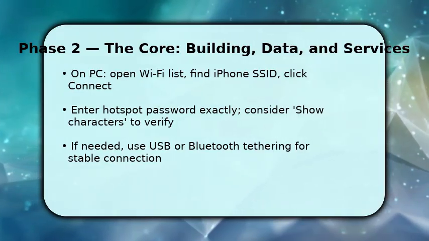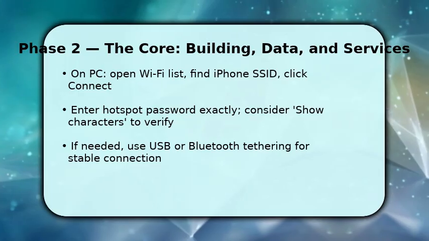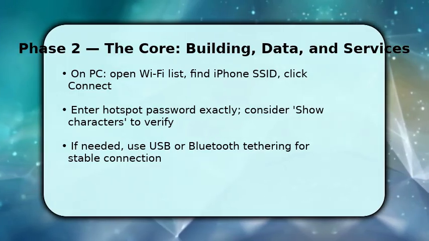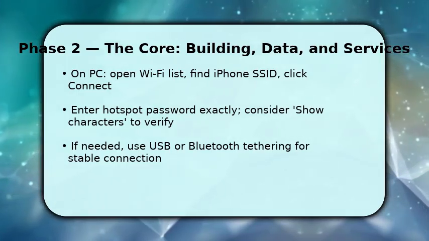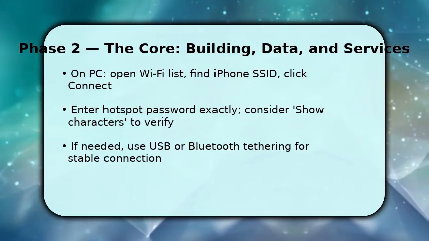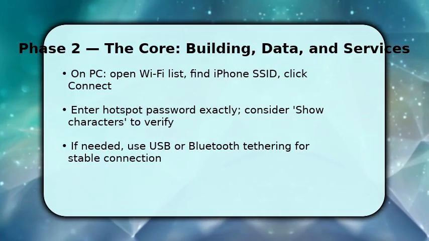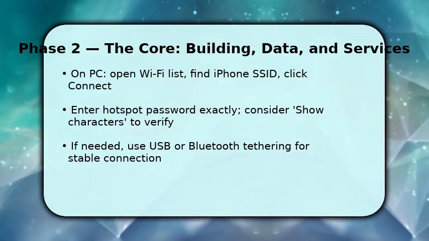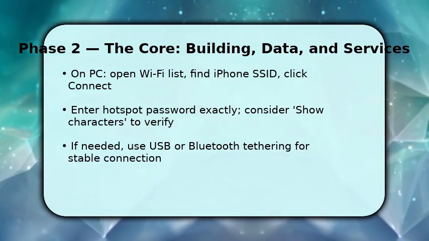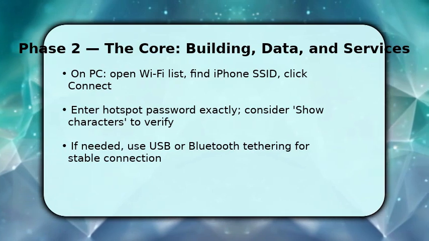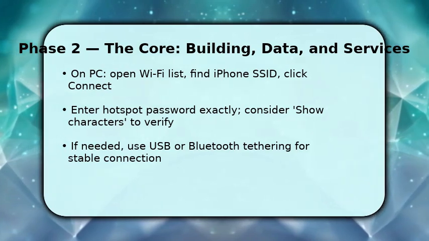If Wi-Fi performance is unstable, make sure drivers are updated, or switch to USB tethering by connecting the phone with a lightning cable and selecting Trust on the iPhone. Bluetooth tethering is another alternative for low bandwidth tasks. Pair devices in Bluetooth settings and enable internet sharing.